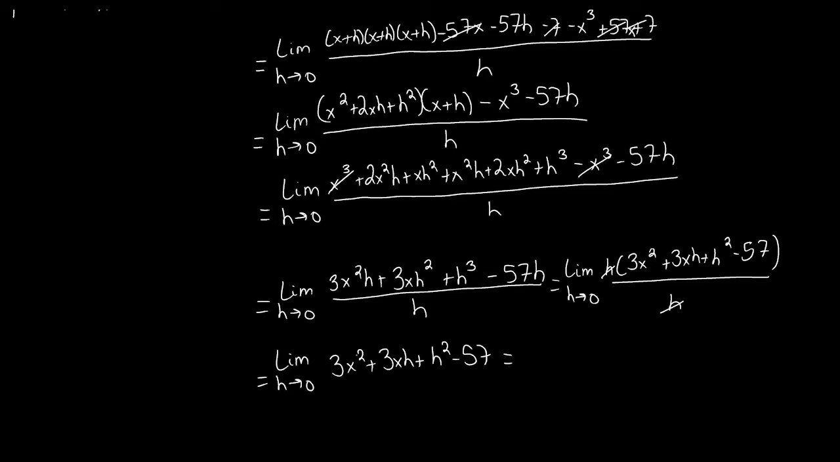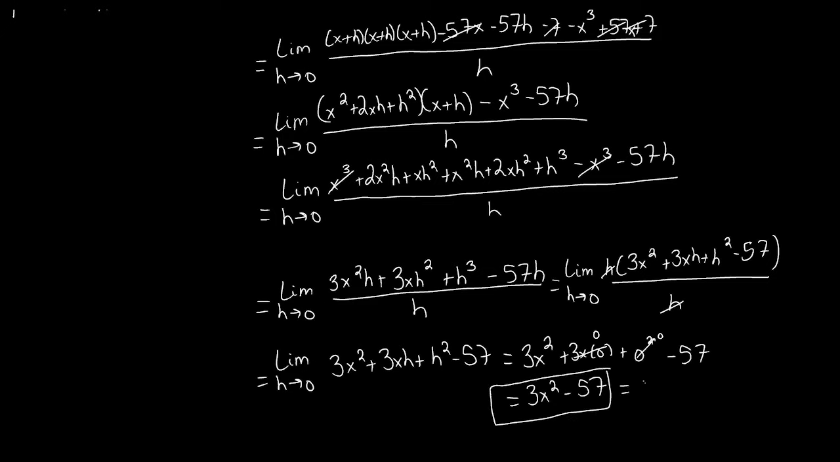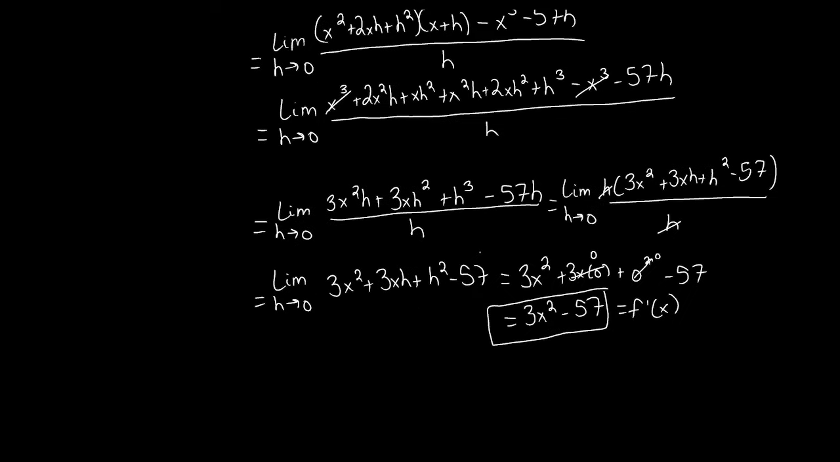And at this point, since I've simplified this about as much as I can, I've manipulated it enough, I'm going to do another pass-the-limit test for h approaching 0 and plug in 0 for h. So here what that leaves me is 3x squared plus 3x times 0. This term will go to 0, plus 0 squared, which again, this term will go to 0, minus 57. So all we're left with is 3x squared minus 57. And at this point, we have our derivative. So we know that f prime of x, or the derivative of f with respect to x, is 3x squared minus 57.